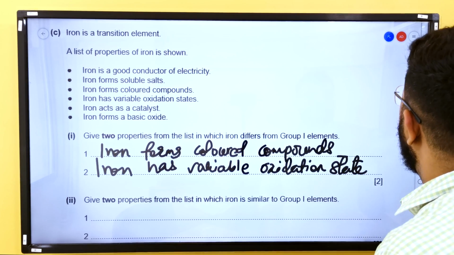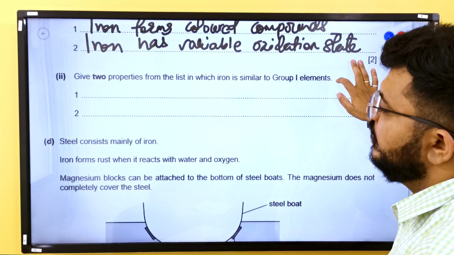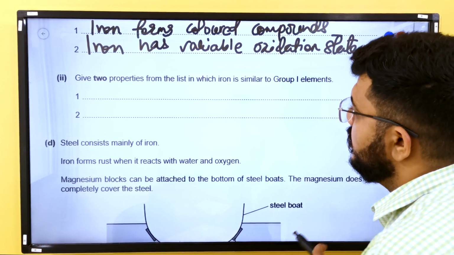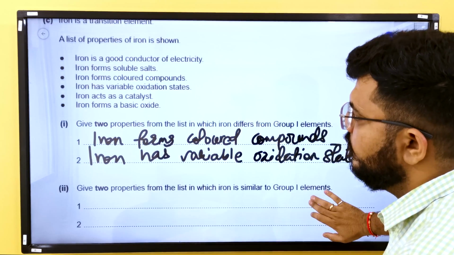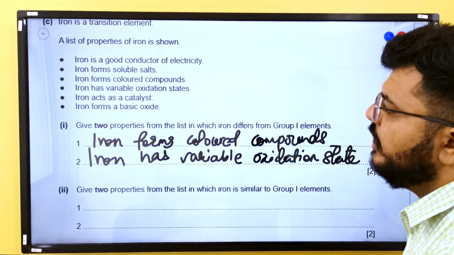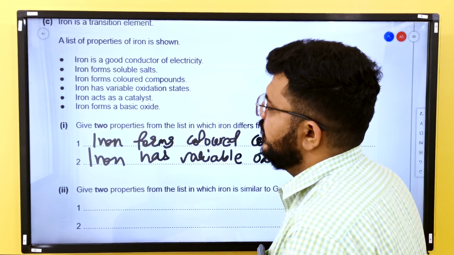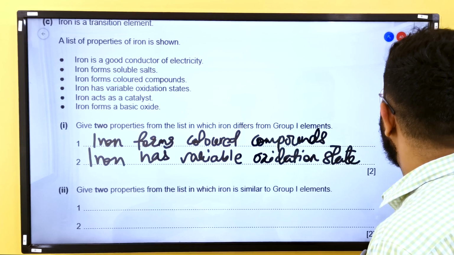Variable oxidation state. Okay, next question. Give two properties from the list in which iron is similar to group 1 elements. Okay, iron is a good conductor of electricity. Group 1 elements are good conductors of electricity. Iron forms a basic oxide. Group 1 also forms a basic oxide.